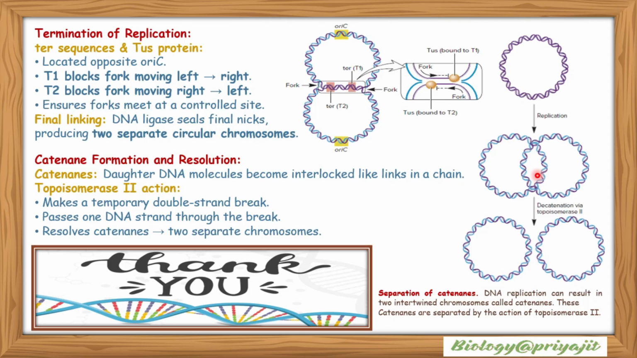So how does decatenation occur? Topoisomerase action. It makes a temporary double-strand break and passes one DNA strand through the break, and then resolves the catenane. Two separate chromosomes are found. This is the separation of catenanes. DNA replication can result in two intertwined chromosomes called catenanes. These catenanes are separated by the action of topoisomerase II.